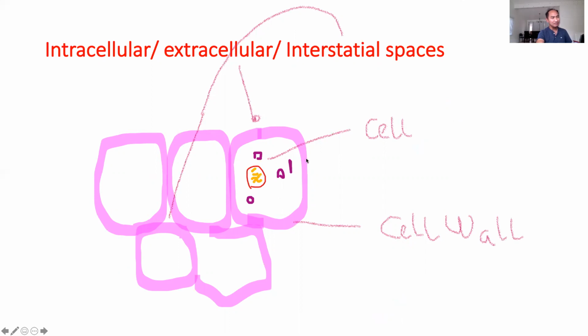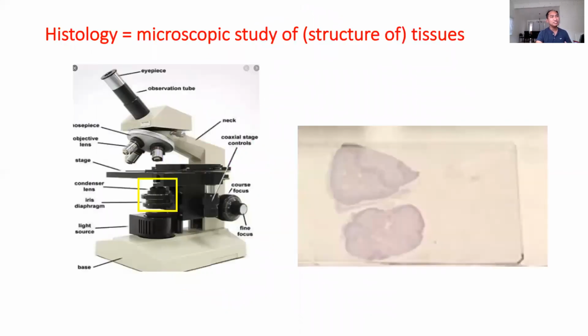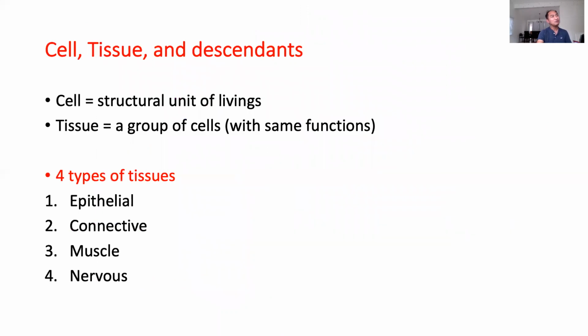Inside the cell, this is the cell membrane, which is the boundary of one cell. Inside the cell, the space is called intracellular space. Outside of the cell is called extracellular space. There will be small little spaces in between each and every cell, like here and there. These are called interstitial spaces. Of course, for us to see the cell, we have to use the microscope. So we have to prepare the tissue and look under the microscope, which is histology, the microscopic structure of the tissue. So a cell is the basic functional unit of living things.